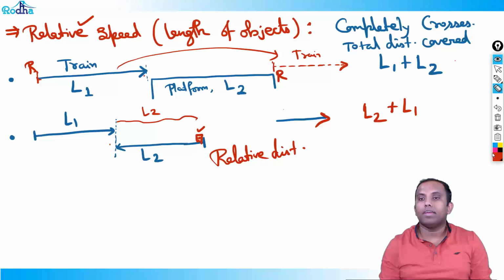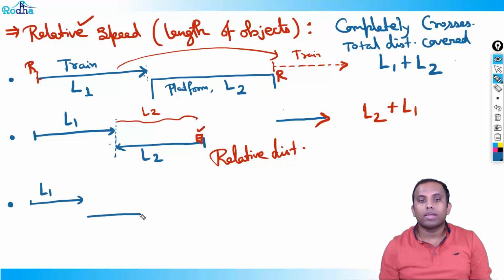The same case will happen in the third case, when two trains are coming in the same direction. The first train of length L1 completely crosses the second train of length L2. Again, suppose you see this train. Now this is the situation: front end and back end are just in the same line, no gap absolutely.